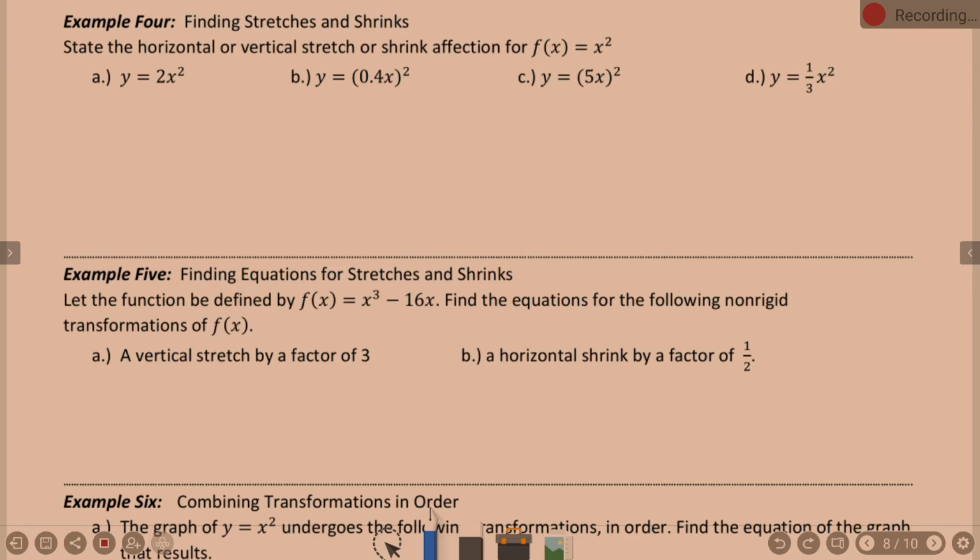So in this case, 2x squared is just going to be a vertical stretch. We use shrink instead of compression now. By a factor of 2.